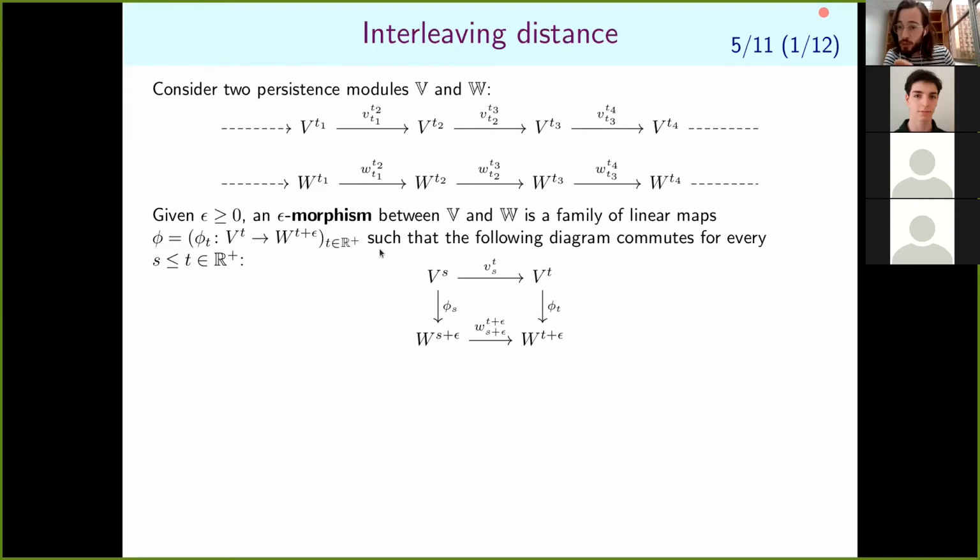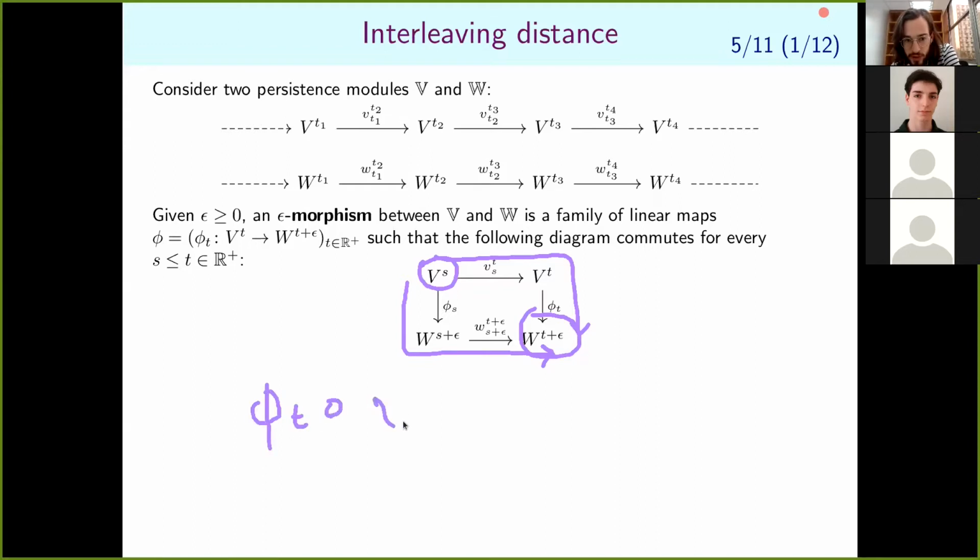So I will say it again. Asking for this diagram to commute means that if we follow this arrow and then this arrow, we obtain this arrow and this arrow. So the compositions are maps from V_s to W_{t+epsilon}. I will write that here. The first composition is phi_t composed with V_{s,t}, and it must be equal to W_{s+epsilon,t+epsilon} composed with phi_s.